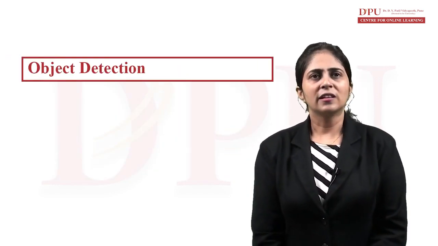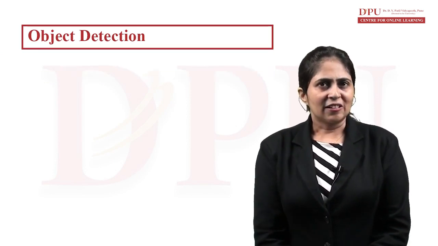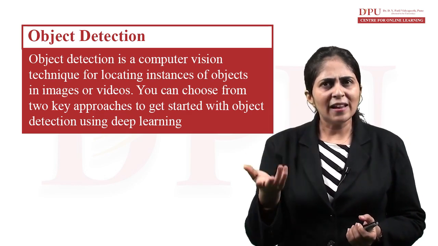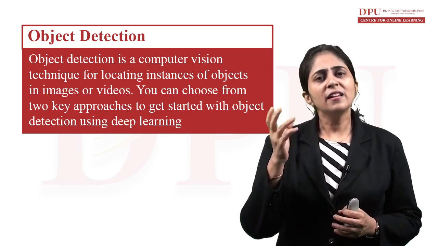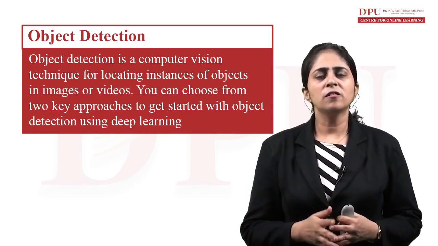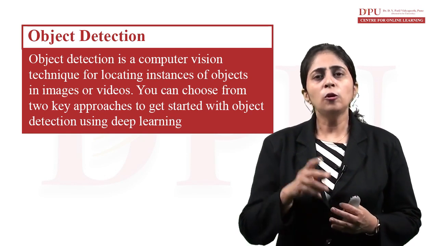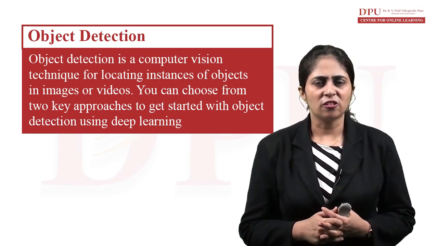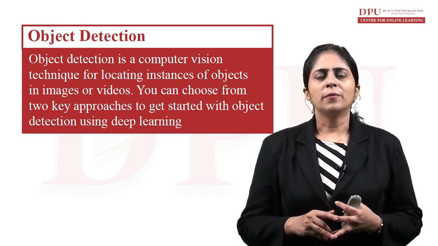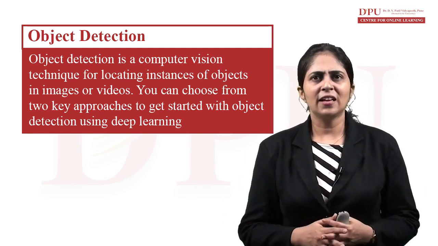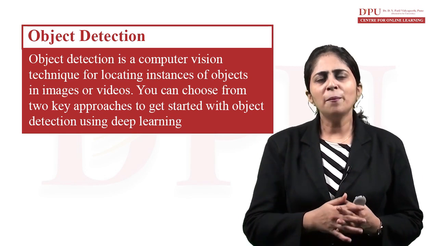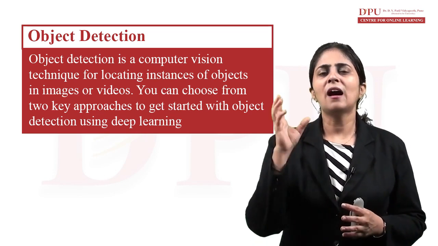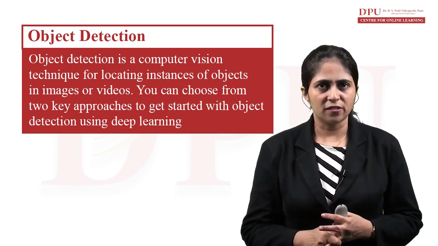Talking about another one, that is object detection. Object detection is a computer vision technique for localizing, or for locating basically, the instances of the objects in the images or maybe in the videos. So for locating the instances of the object, we are using image segmentation. Object detection algorithms typically leverage machine learning or deep learning to produce meaningful results. If we want to produce some meaningful result, we definitely require to detect the objects.